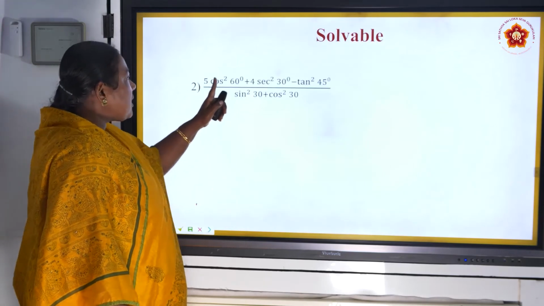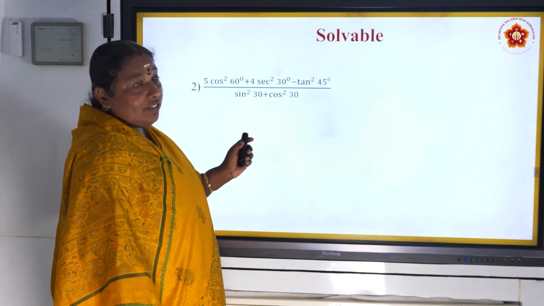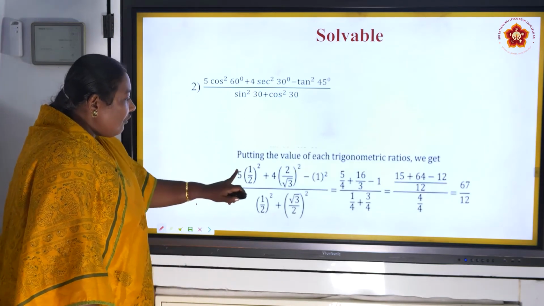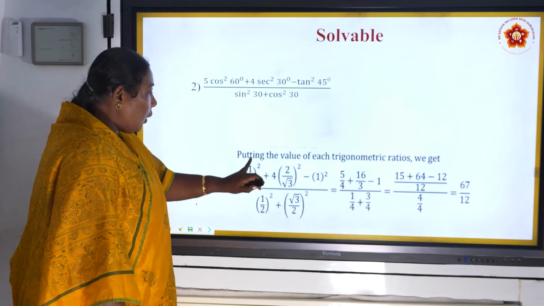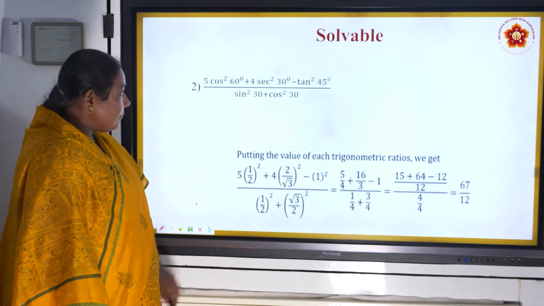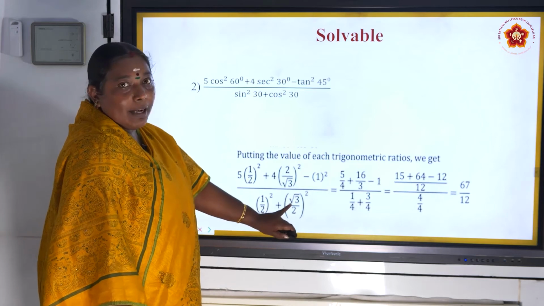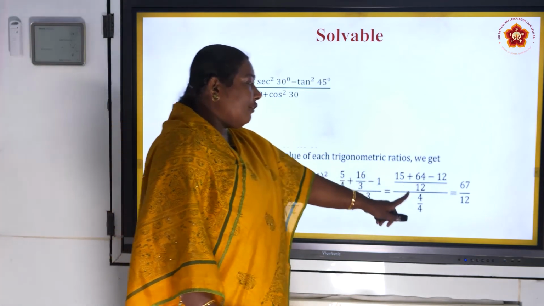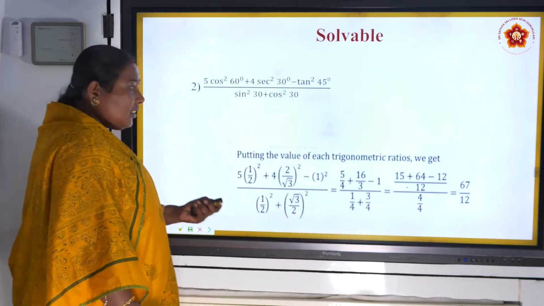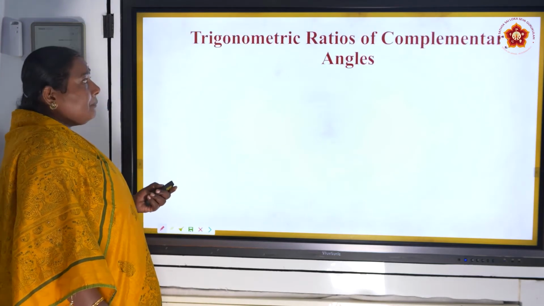So the next sum, 5 cos square 60 plus 4 secant square 30 minus tan square 45. So for that we need the table, right? From the table we will get the value as 5 cos 60 is 1 by 2 the whole square plus 4 2 by root 3 the whole square minus tan 45 is 1. Next, sin square 30. Sin 30 is 1 by 2. Cos 30 is root 3 by 2 the whole square. Just if we get the LCM correct, we will get the answer. Right? I think I don't have to do it. By seeing this, you can understand. Let us move on to the next.